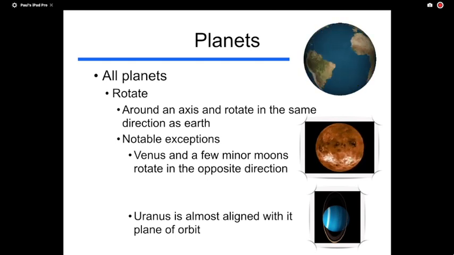Venus, again, I'll come back to the rationale why we think Venus is going in the opposite direction. We think something happened to Venus.